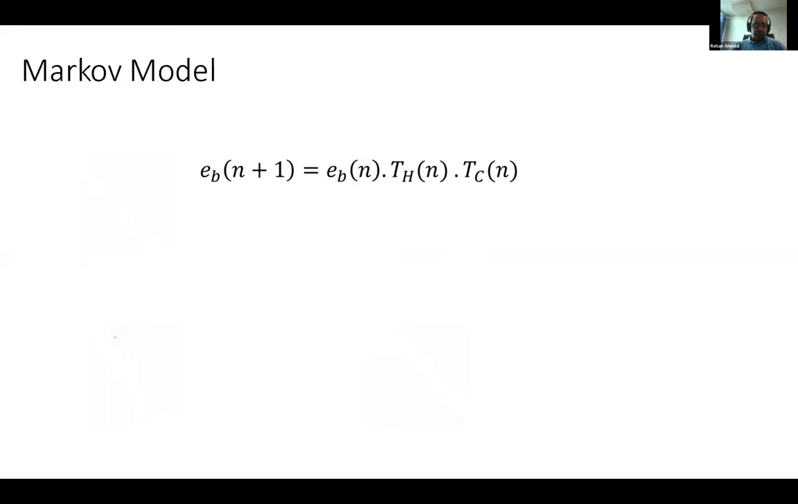The general battery evolution follows the following simple equation. If we want to compute the battery for time n plus one, we take the battery at time n and multiply it with the harvesting transition and the consumption transition. Now, this is overly simplified.